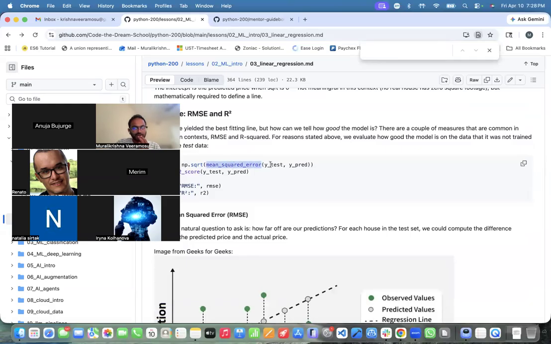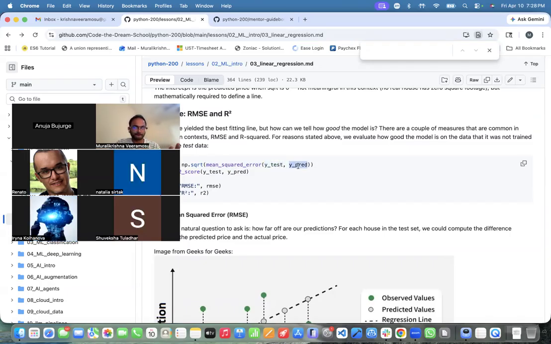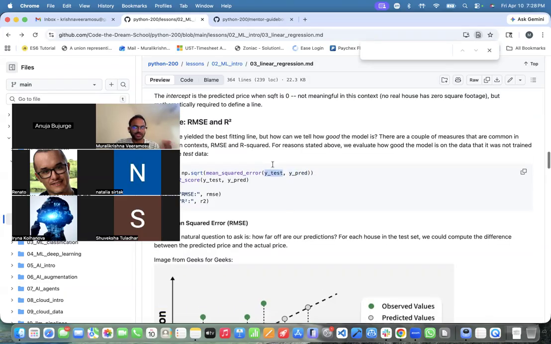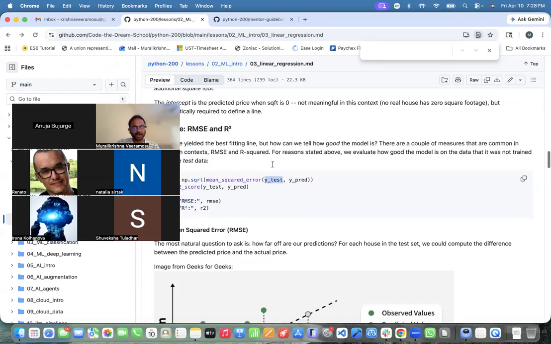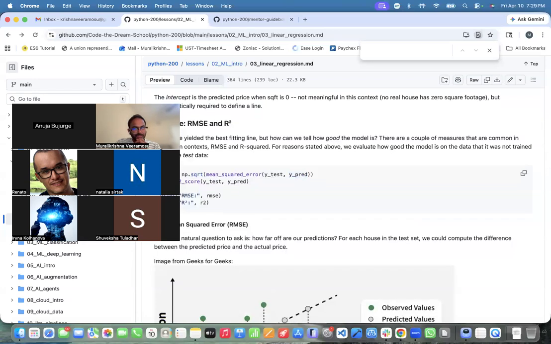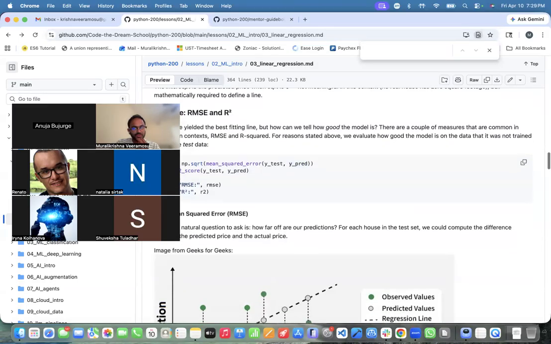You will call this mean squared error function. You provide y test and y predicted. Y predicted is our model prediction of output, and y test is the actual values of the output. We are giving the actual values of the output and our model predicted values in order to calculate the root mean squared error, right? And then we can look at root mean squared error to see how well our model is performing. And R2 is another score.